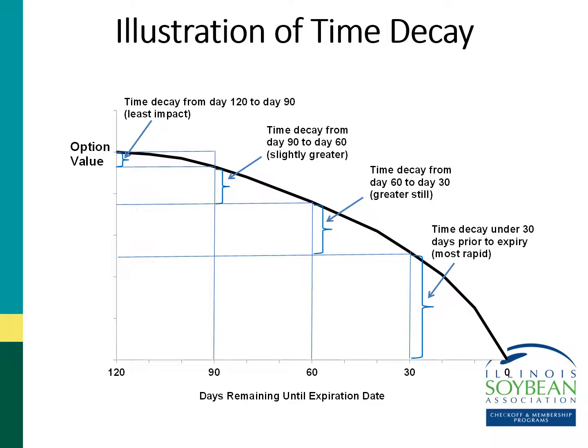But options also have time value because the market doesn't know which way things might go. And so even though corn is at, say, $3.70 today, a $3.50 put for December still has some value. That's because the market could fall below that price. That's what we call the time decay value of that option.